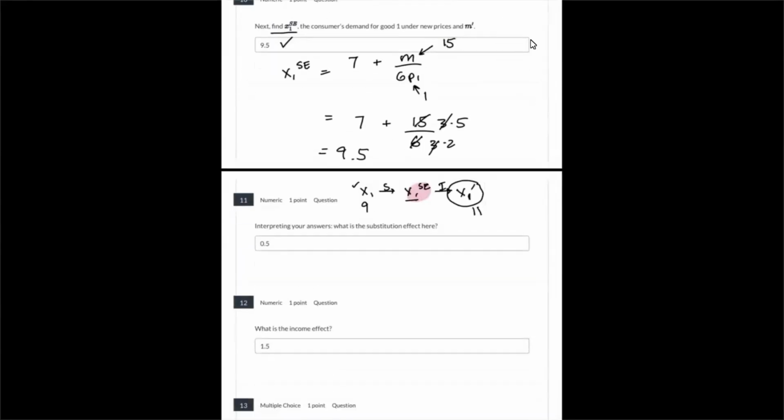Now we interpret. Our X1 was 9. Then it went up to 9.5 just because of the pivot. And then it went up to 11 because of the increased purchasing power. So that means our substitution effect is just the change here, 9.5 minus 9, which is 0.5. Our income effect is 11 minus 9.5, which is 1.5. Altogether, the income plus the substitution effect will always equal the total effect. So 0.5 plus 1.5 is 2. That's the total effect of the change in price.